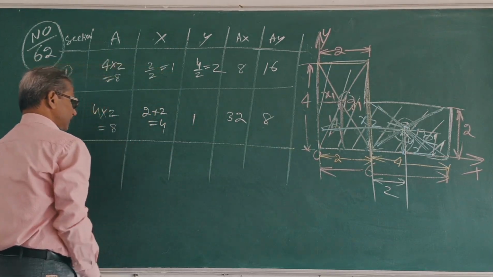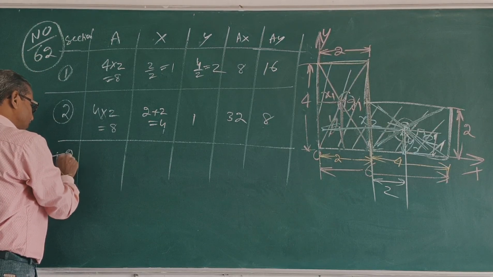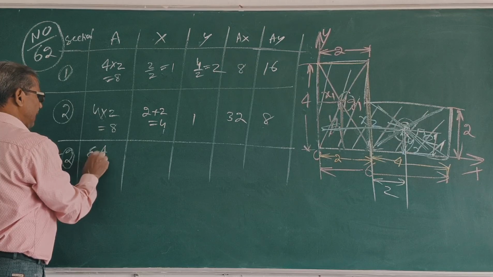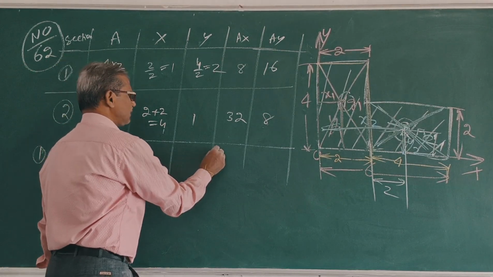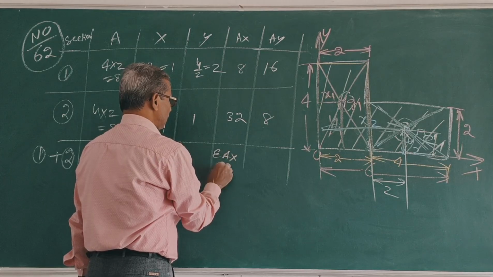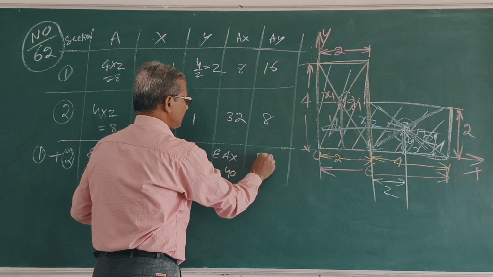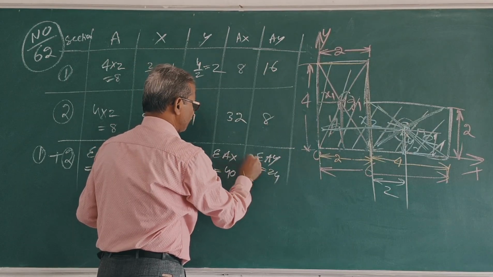Clear? The answer is 1 plus 2. Sigma A: 8 plus 8, 16. Sigma Ax: 32 plus 8, 40. Sigma Ay: 8 plus 16, 24.